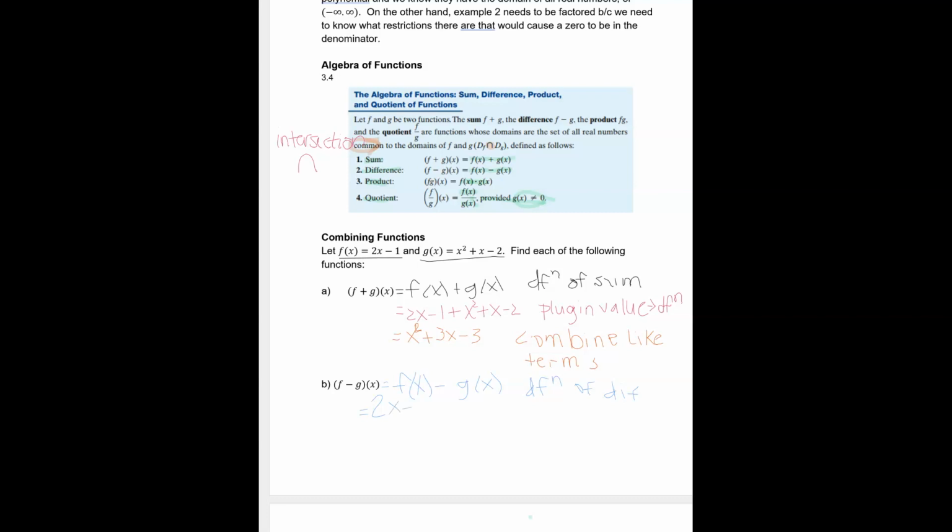So we could do (2x minus 1), but this time it's a subtraction, so this is going to be minus. After subtraction, we always have to put anything after that in parentheses, right? So then now we're going to have x squared plus x minus 2. Cool. So we plug that in. Now this step is that we're going to distribute that negative to all the terms. So we got to distribute.